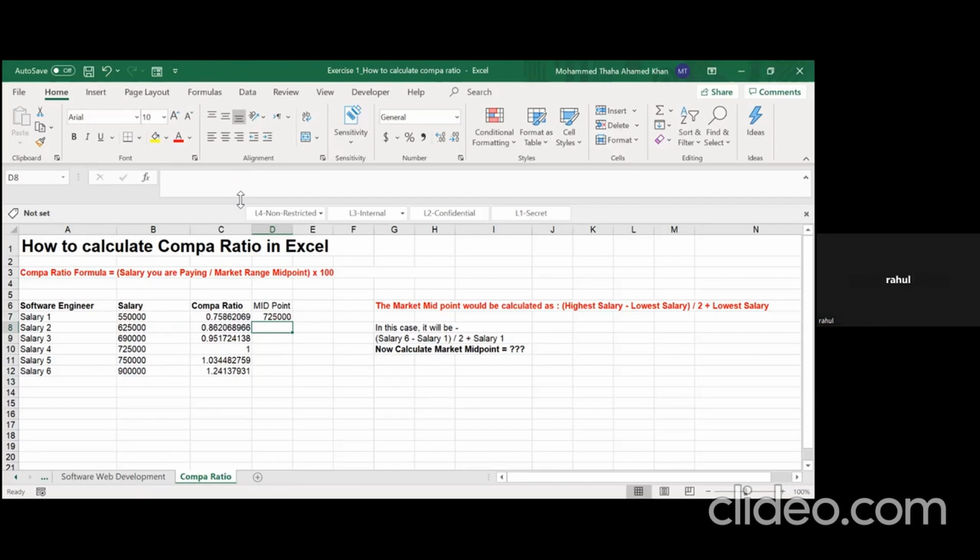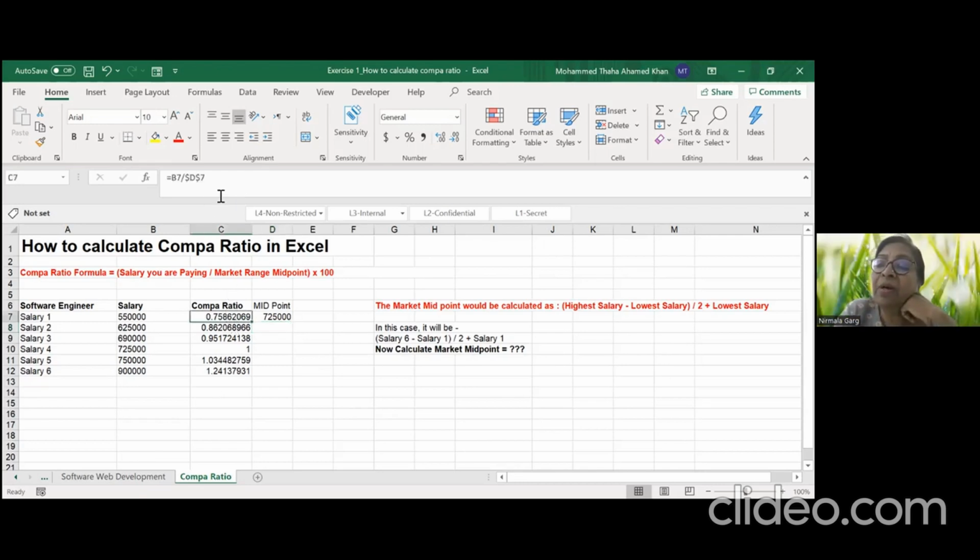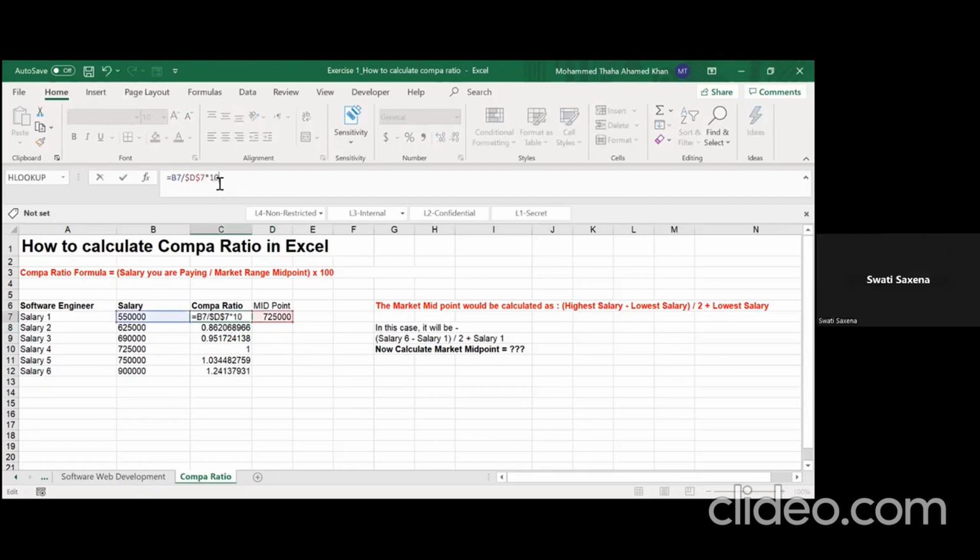Now, have you seen the comp ratio changes? Yes, Rahul. Okay. So the first one is about 75% or 0.75. Quickly, the second one is 86.21, then 86, 95, 100, 1.03 and 1.24. Okay, so all of you got this? Yes.